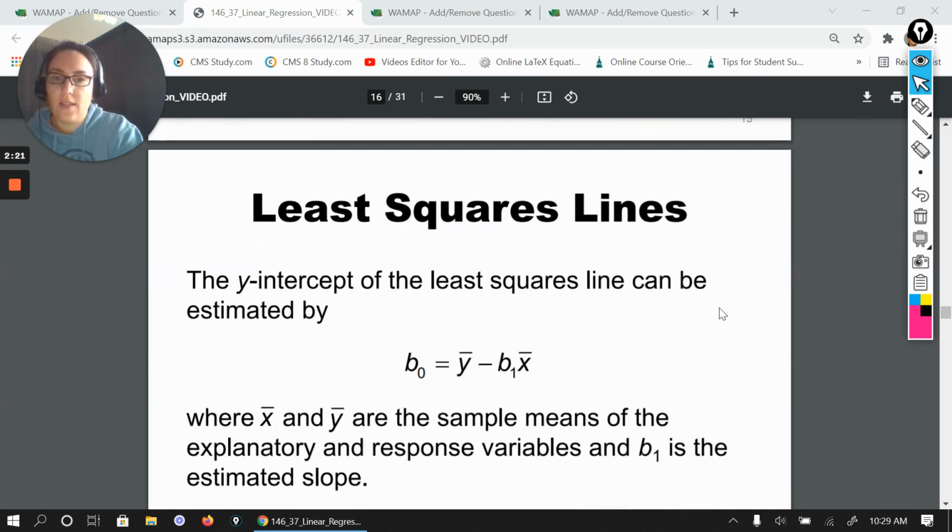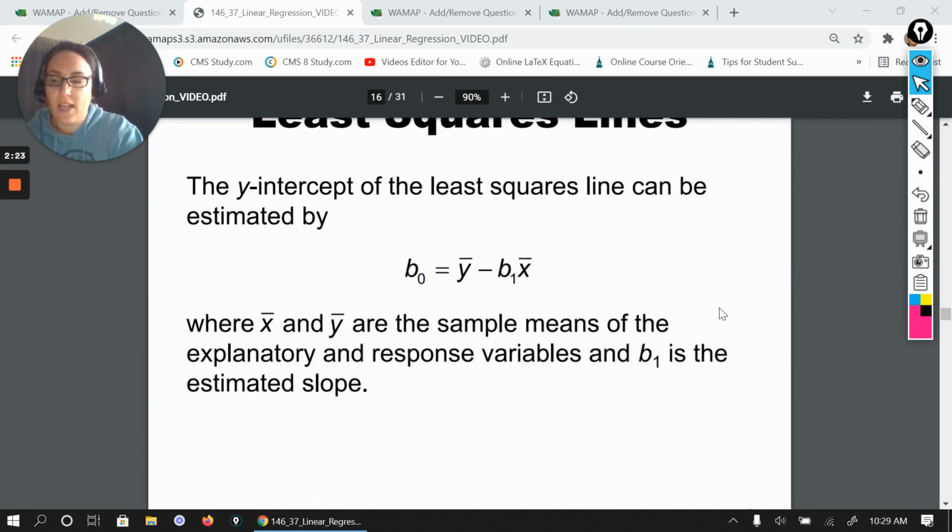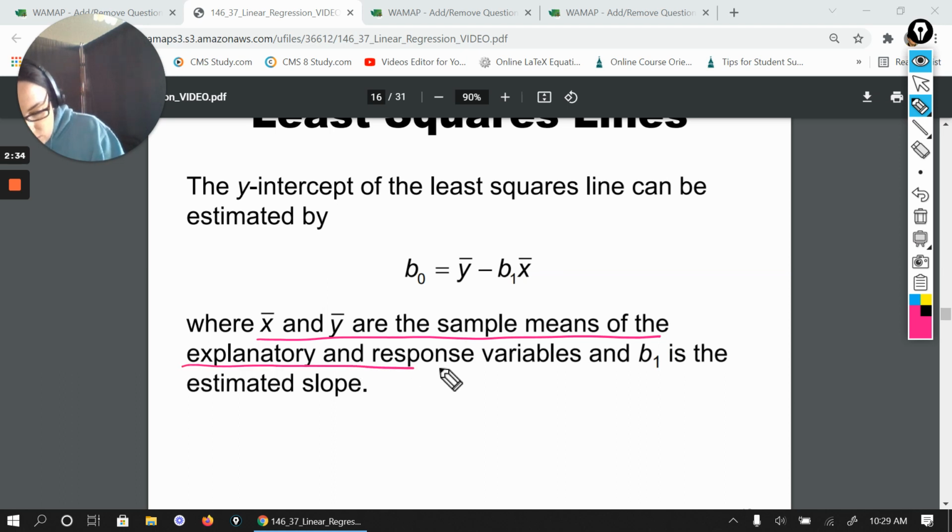The y-intercept of the least squares line can be estimated by this formula: b naught equals y bar minus b1 times x bar, where x bar and y bar are the sample means of the explanatory and response variables, and b1 is the estimated slope.